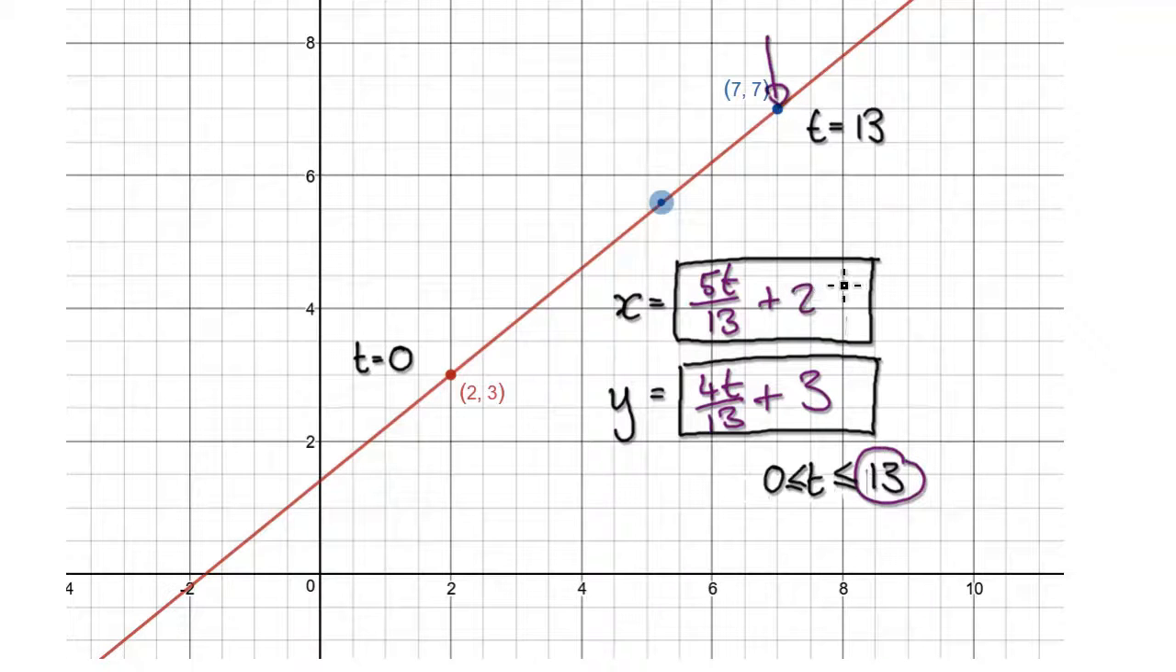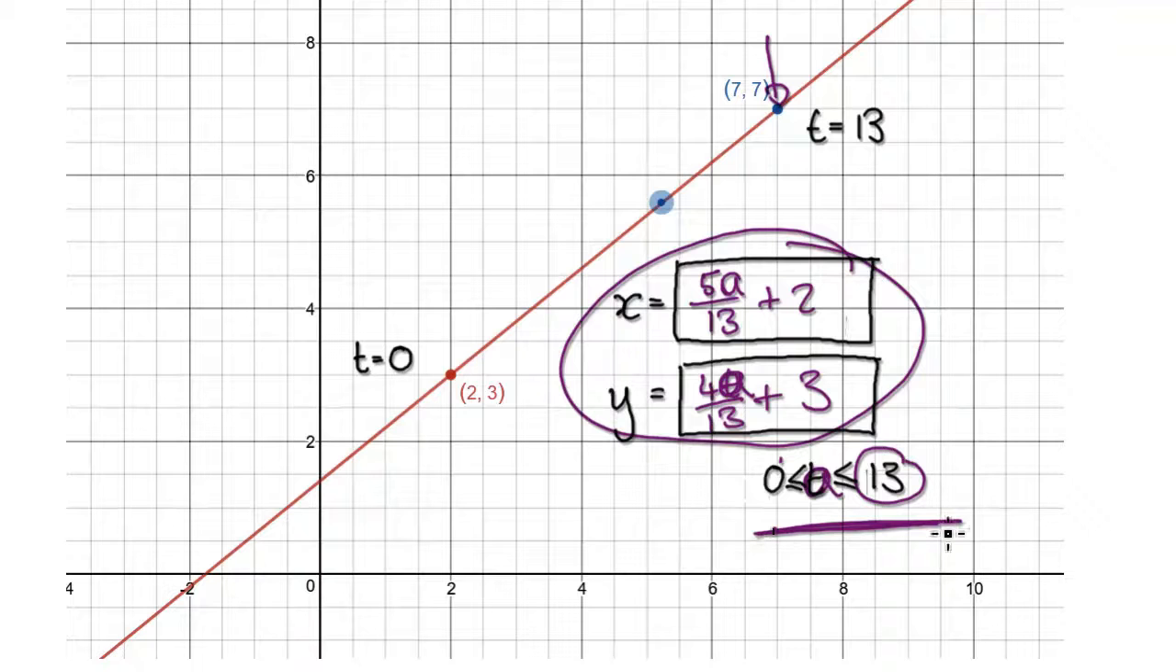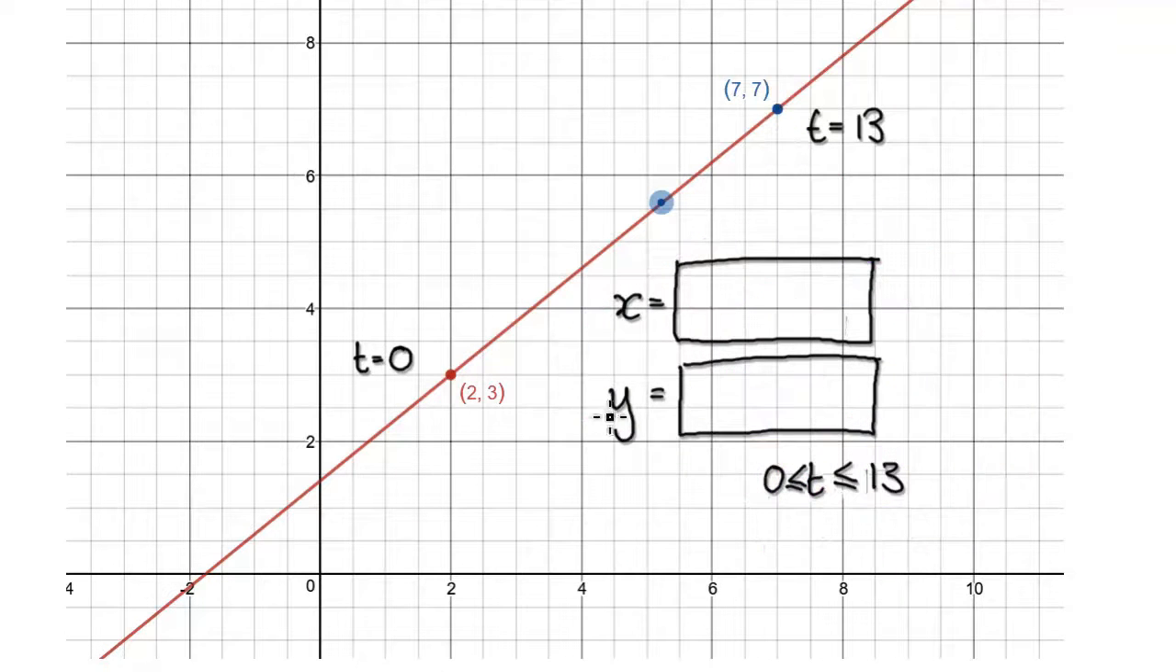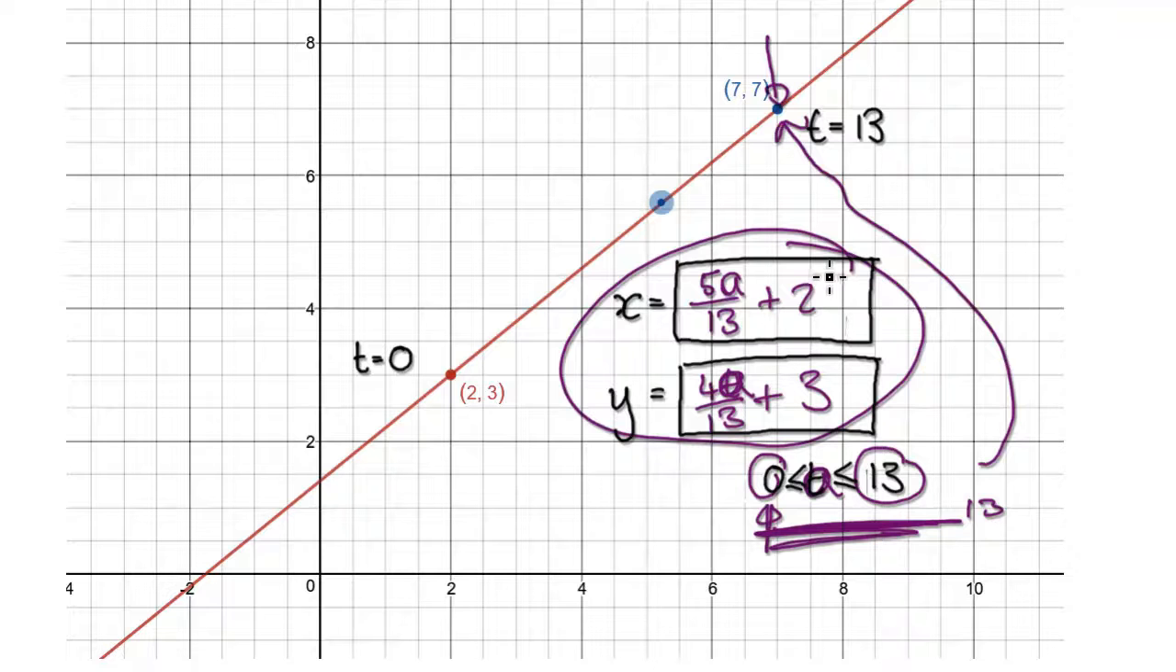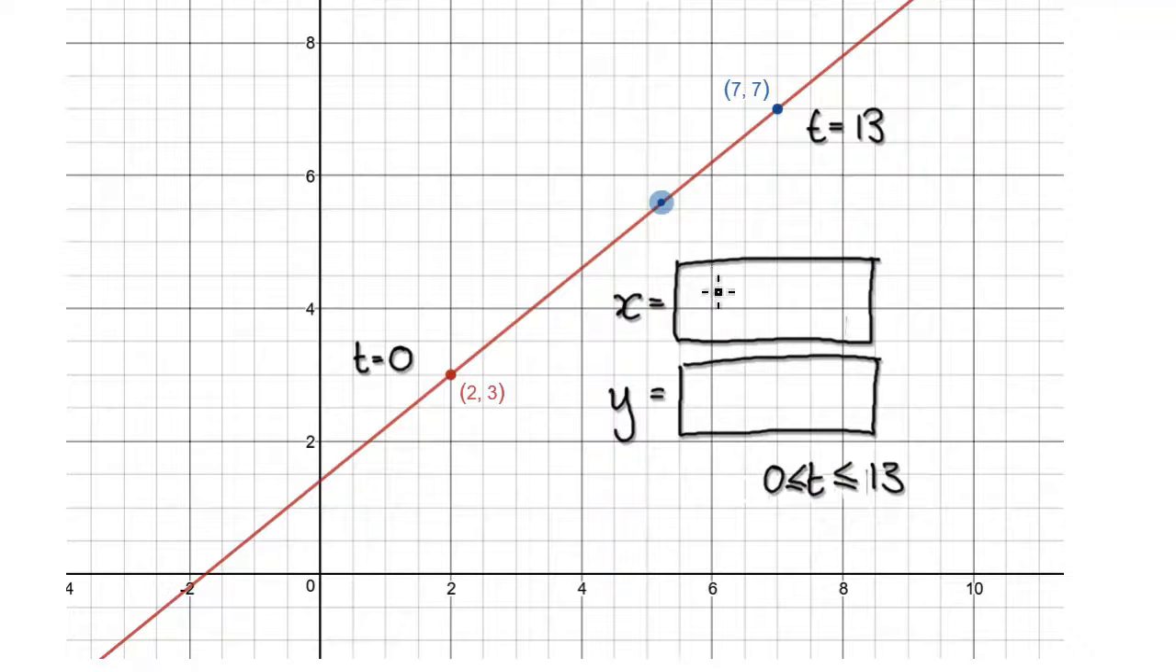Get yourself a graph plotter and actually try it for yourself. Change t to A, add a slider A, set A from 0 to 13, and then you can slide A back and forth. By the time it gets to 13, it will terminate right here. Let me illustrate it. Your final equations are 5t over 13 plus 2, and 4t over 13 plus 3.